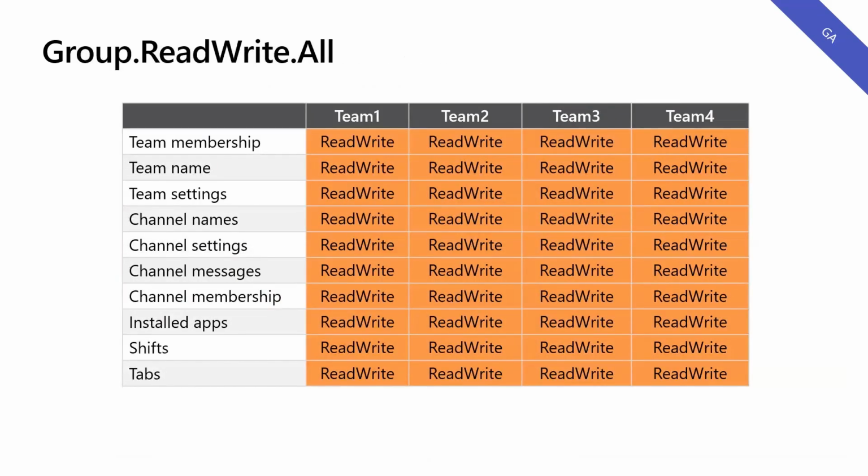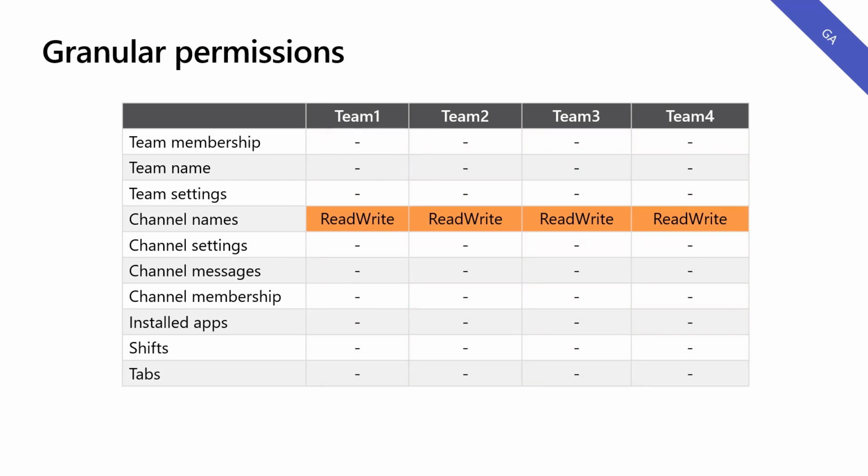Just to hammer that home, with group read write all, it's really this all or nothing model. Would you like this app to have access to nothing, or would you like it to be able to read and write all teams and all parts of the team? With granular permissions, we can scope that down to a part of a team. This app has access only to the channel names, not the channel messages, not the membership of the team, not all the other parts of the team, just the channel names.